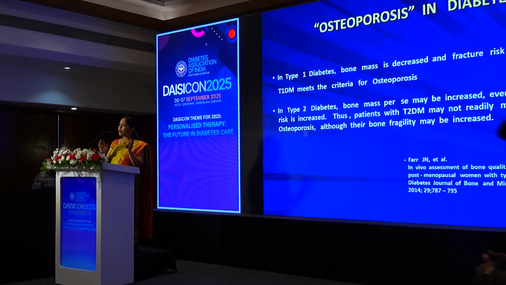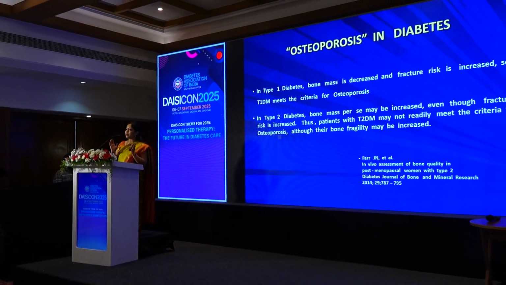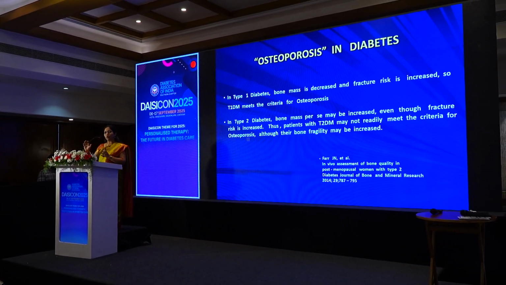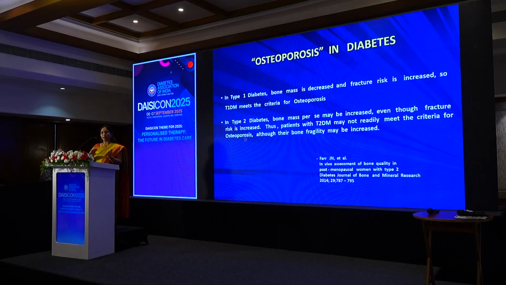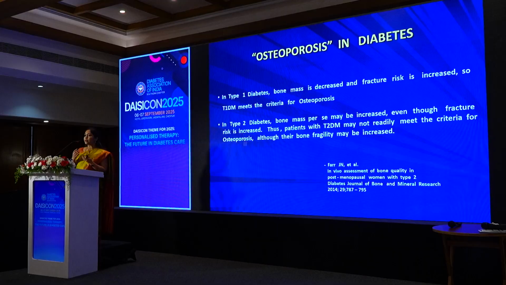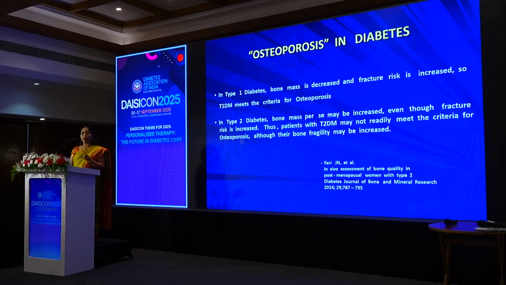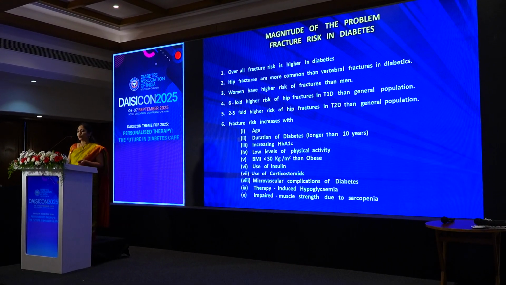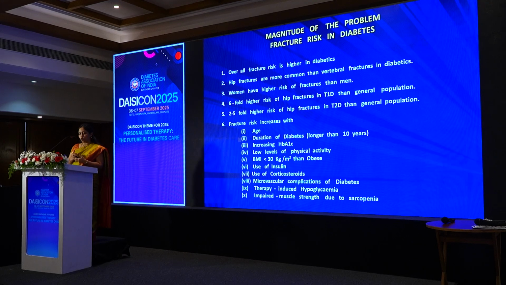In type 1, it is quite easy to understand that they probably have a poor bone mass all through because they've been having diabetes from quite a young onset. But when it comes to type 2, the whole idea is a little counterintuitive as to how you can talk about bone health in a type 2. I will come to it in a slide or two.